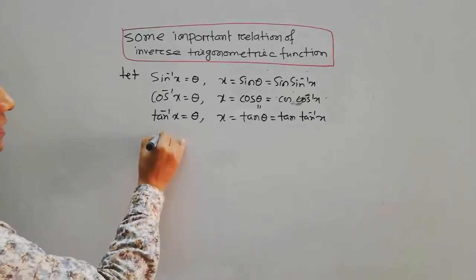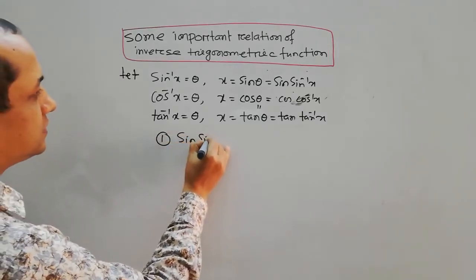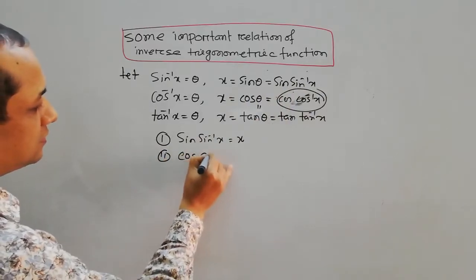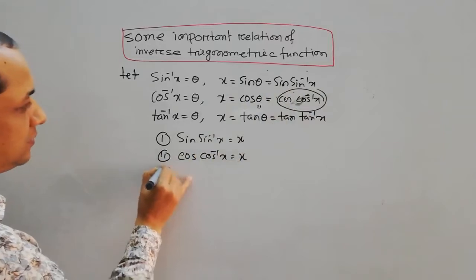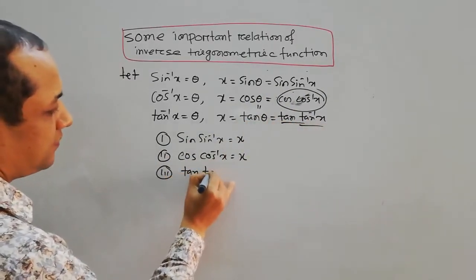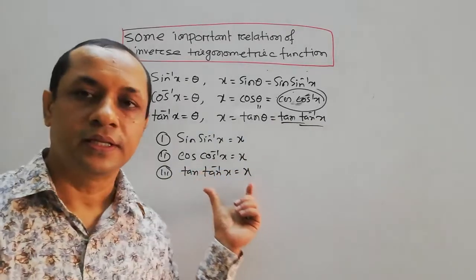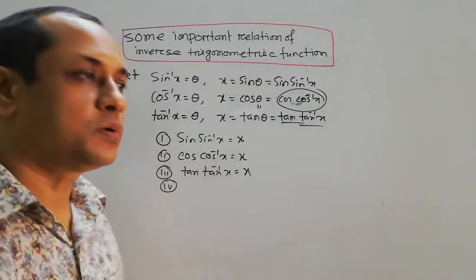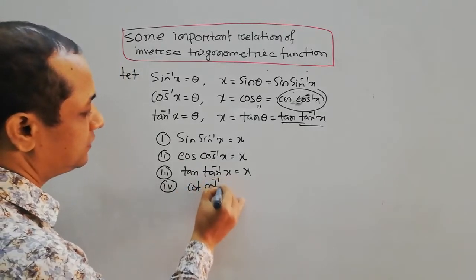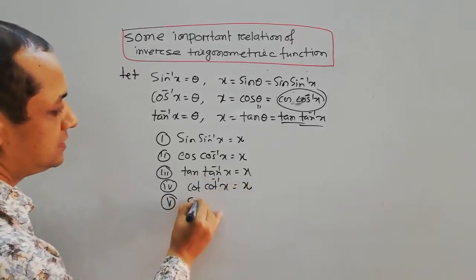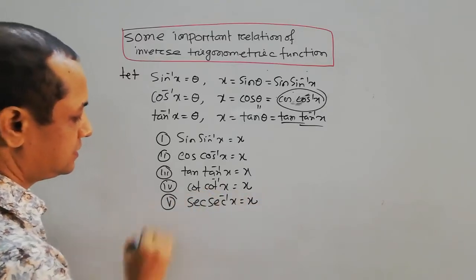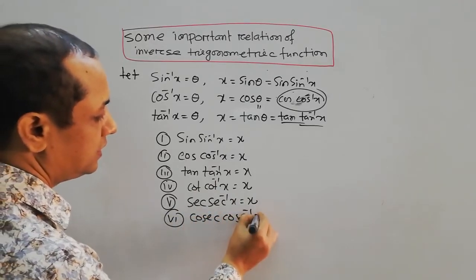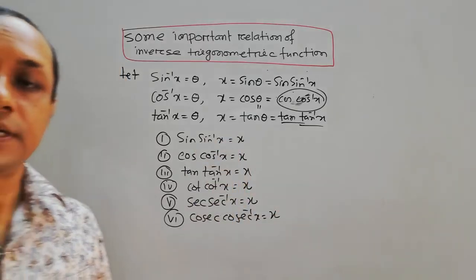So we can write, students, here number 1, sin(sin inverse x) equals x. Number 2, cos(cos inverse x) equals x. Number 3, tan(tan inverse x) equals x. Similarly, we can prove number 4, cot(cot inverse x) equals x. Number 5, sec(sec inverse x) equals x. And number 6, cosec(cosec inverse x) equals x.